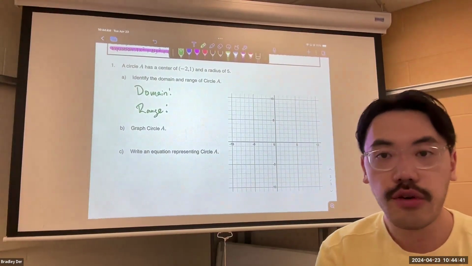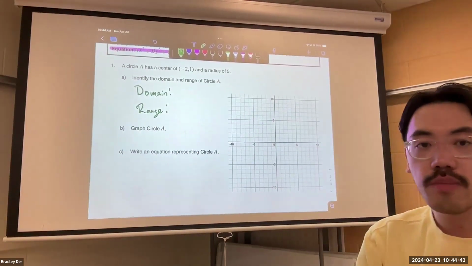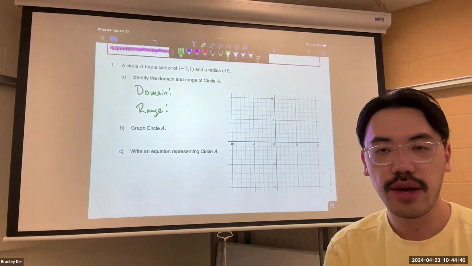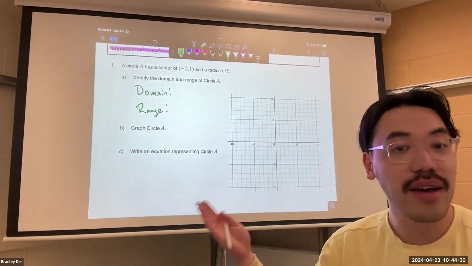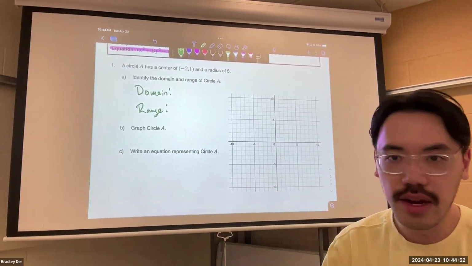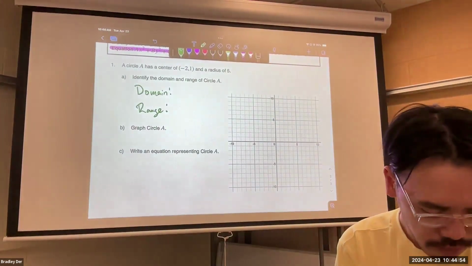And again, you can do this before you graph. In some ways, it's actually maybe better if you find domain and range before you graph, because that way you won't be tricked by your lion eyes if you graph the circle incorrectly and then your domain and range is wrong. We can just do a little arithmetic here.